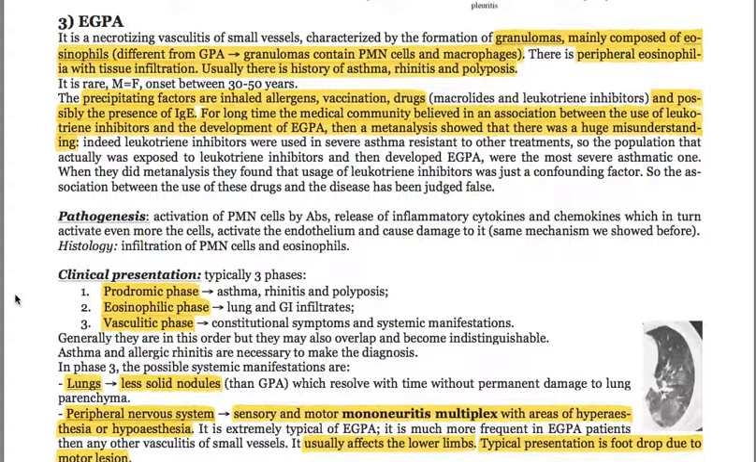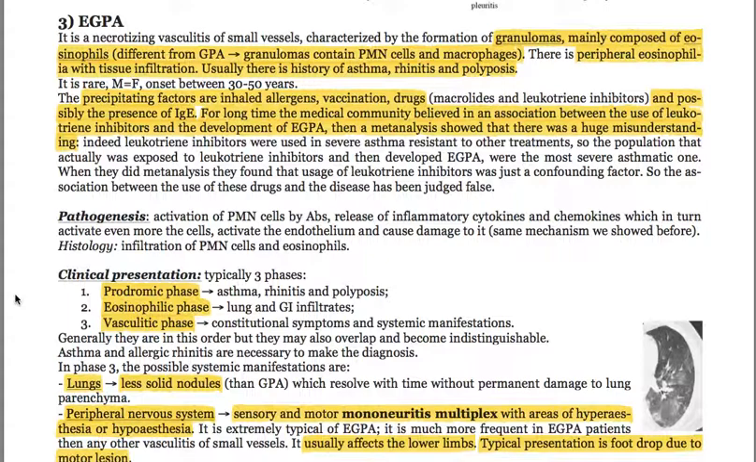For a long time, the medical community believed in an association between the use of leukotriene inhibitors and the development of EGPA. Then a meta-analysis showed that there was a huge misunderstanding. Indeed, leukotriene inhibitors were used in severe asthma resistant to other treatments, so the population that was exposed to leukotriene inhibitors and then developed EGPA were the most severe asthmatics.